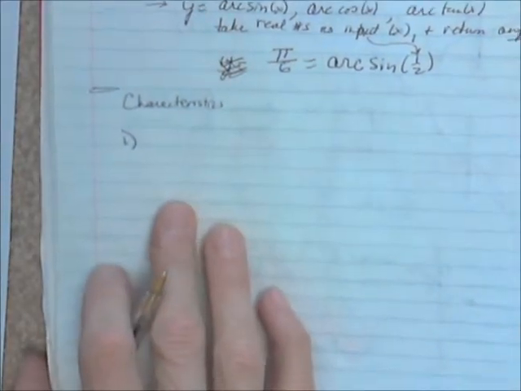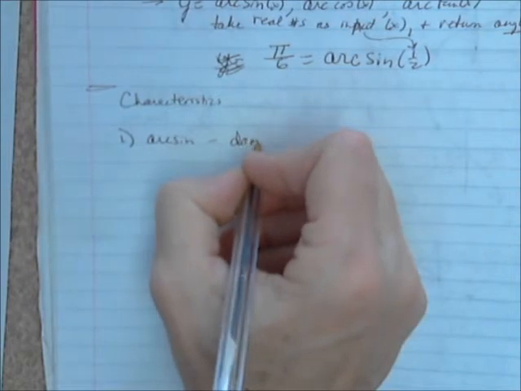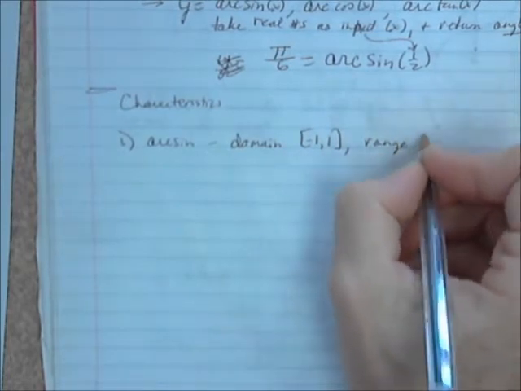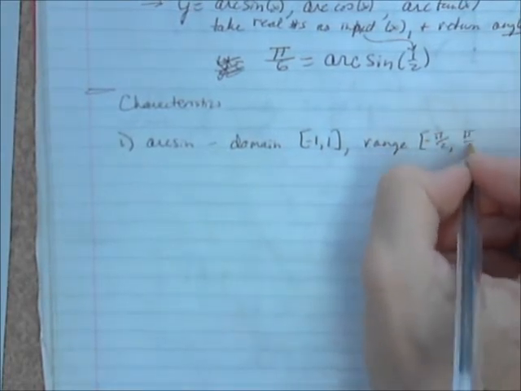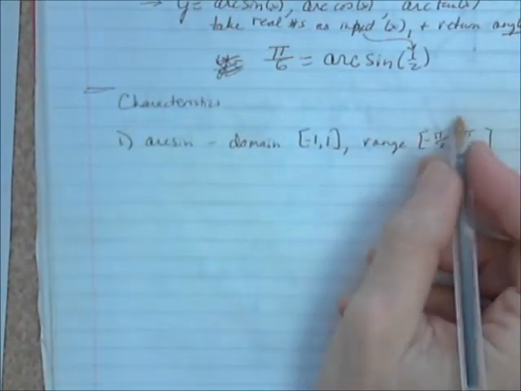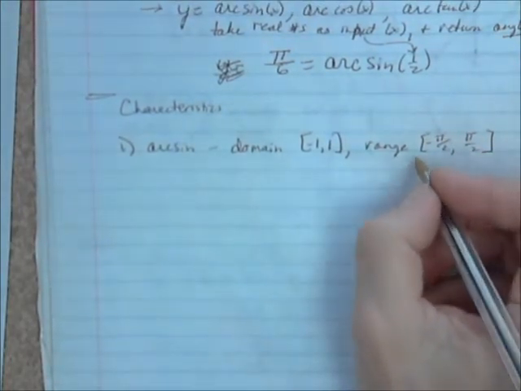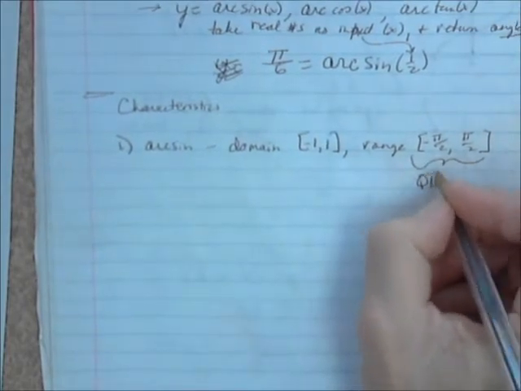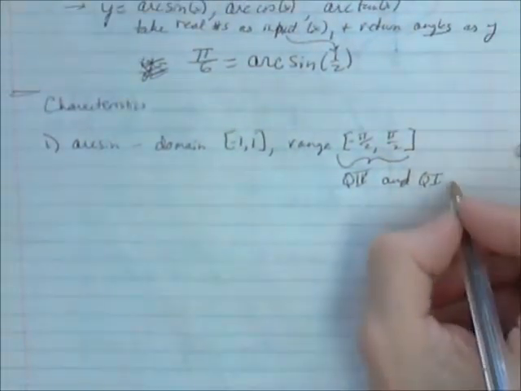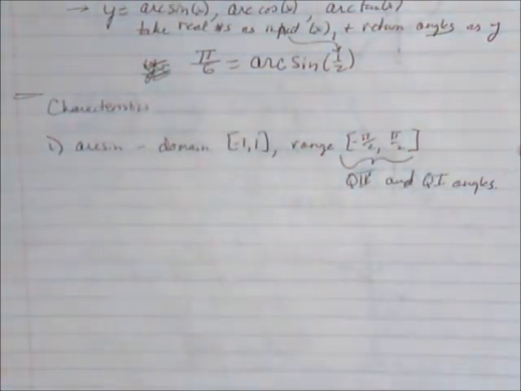First of all, let's look at arc sine. We said yesterday that the domain is between -1 and 1. The range is between negative pi over 2 and pi over 2. These range values, the output values, are angles, and those angles correspond to quadrant 4 and quadrant 1. That's all you're going to get out of an arc sine, a quadrant 4 or a quadrant 1 angle.